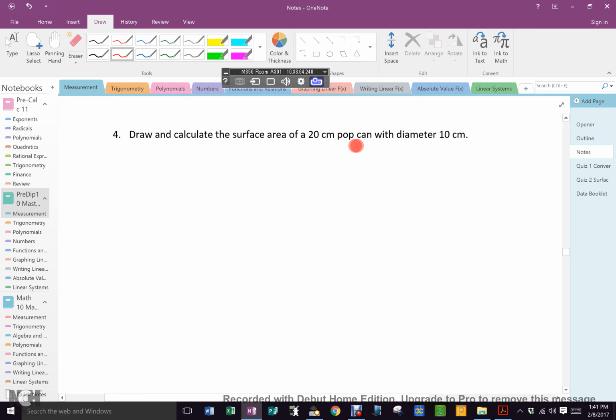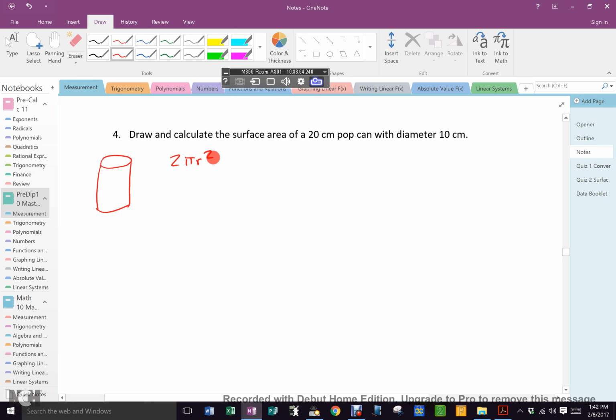Draw and calculate the surface area of a pop can. So a pop can has a circle on top, a circle on the bottom, and goes up the side. Now you guys are smart kids. Surface area of a pop can. The top's what? What shape is the top? Circle. What shape is the bottom? So I have two circles, yeah? So it's 2 pi r squared, correct? Okay. That covers the top and bottom.